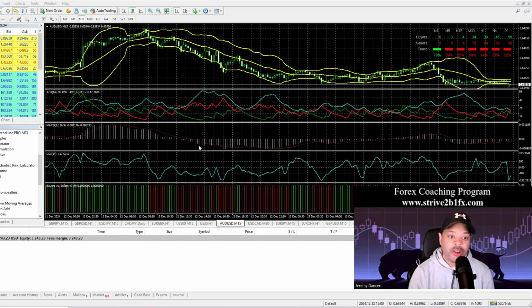MACD also tells you price action as well. So when you see candles below the red line, that's usually a sign the price is going to go down. When you see the bars outside the red line, that's a sign the price is overbought. So you can see here the price was overbought, and then this triggered a sell signal using the MACD.